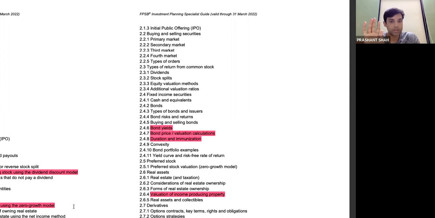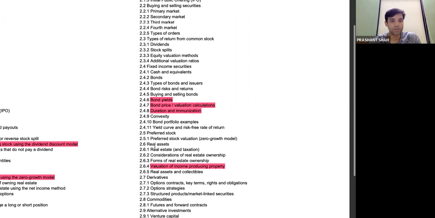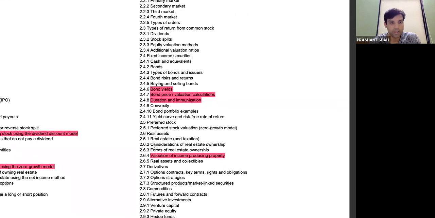This is not tested here, but do remember pricing bonds, as well as proper understanding of duration and sensitivity of bonds. That is to be studied properly. Nothing related to immunization is asked in the exam, though that is there in our syllabus. Convexity is far away from our exam, because financial planners don't have to do all these things. This is what I teach to my CFA students.